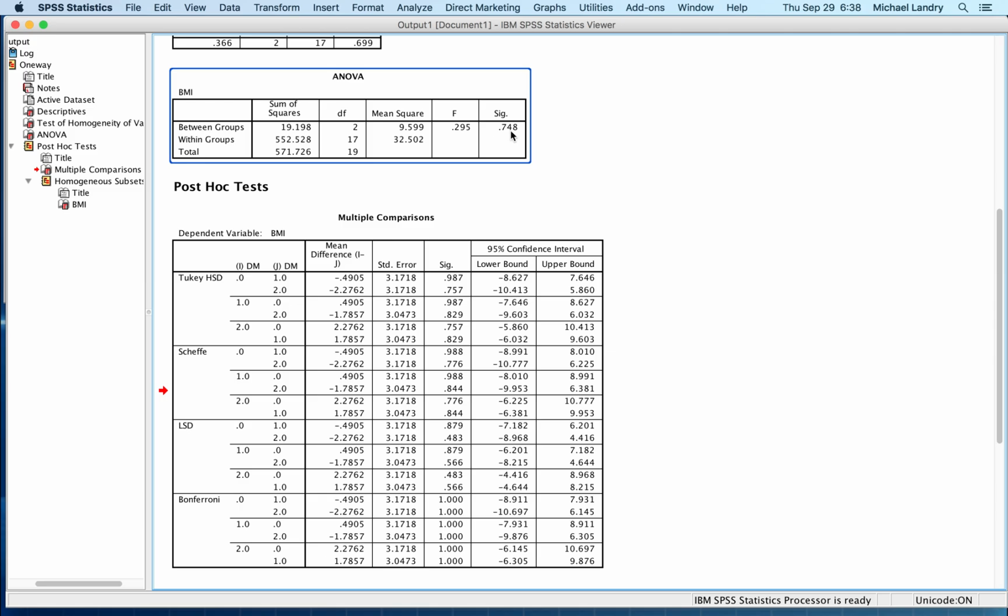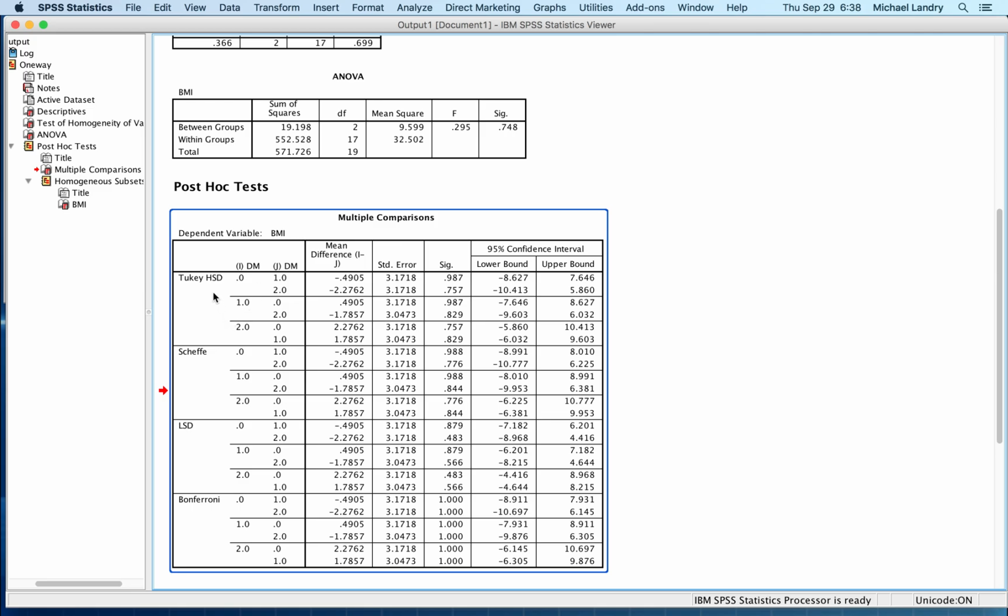Remember, we had three groups. If we're saying that there's a significant difference between the groups, is it between group 0, those without diabetes, and group 1, those with type 1? Or is it between those with type 1 and type 2? Or is it a difference between those with type 2 or no history of diabetes? And so this is where the post hoc tests come in. So you can see that I have all of the ones that we commonly see used.